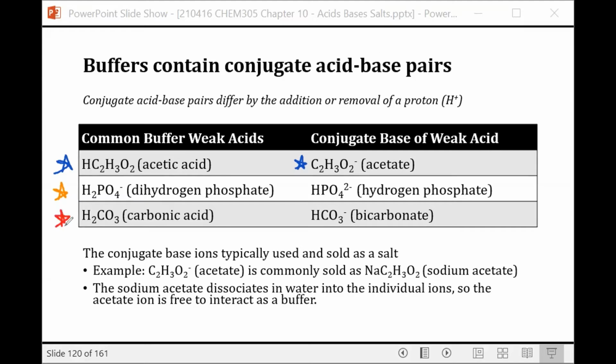Our third really common type of buffer system is called the carbonic acid buffer system. Carbonic acid is our weak acid. So if any base is added, carbonic acid could protonate the base to neutralize it. The pH wouldn't change very much. And then the conjugate base of carbonic acid, minus one proton, is bicarbonate. So if any acid is added to the system, this conjugate base would react with the acid to neutralize that. And again, the pH wouldn't change very much overall.